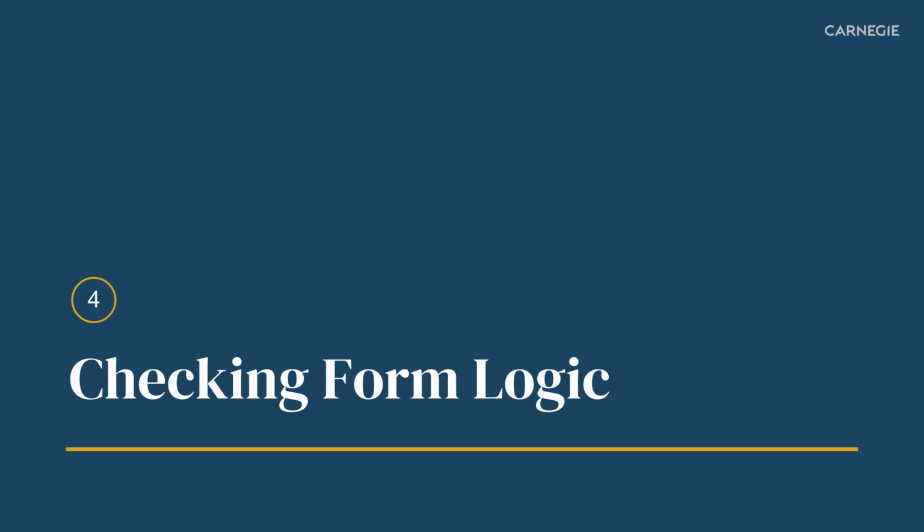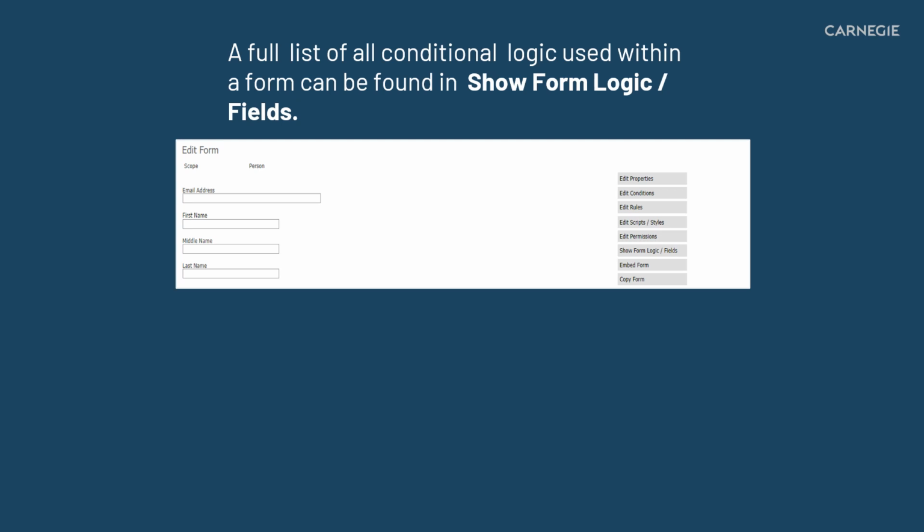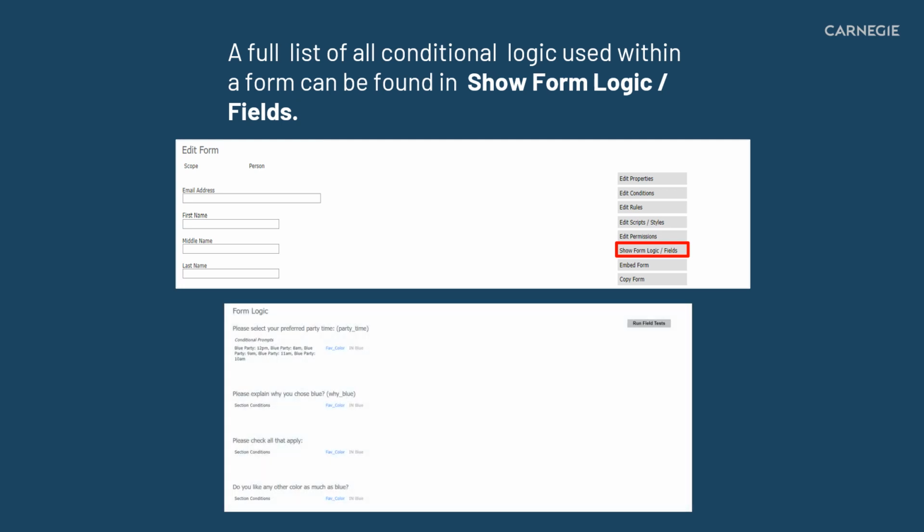Before we wrap up, let's go over how to double-check your form logic. Slate allows us to check errors in our form logic using the Show Form Logic/Fields button on the right-sided menu within the form editor. After clicking on it, Slate shows us a full list of logic that we have used in our fields and prompts within this form.